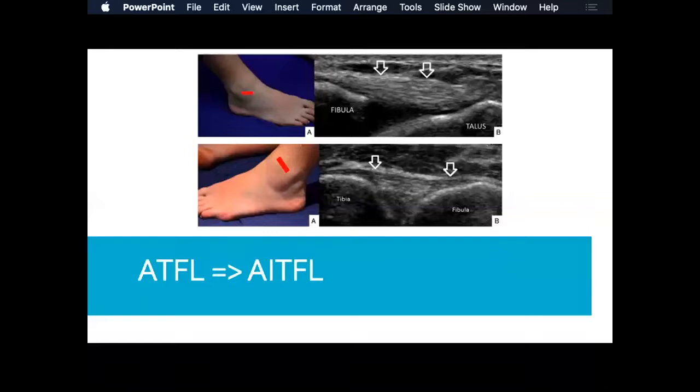So this kind of shows you where to go from each one. So going from ATFL, just a slight move upward gets you to the AITFL, and those are some pretty good images. Fibula and talus, and tibia and fibula to show you those two ligaments. So you can do really one nice thing, just 2 quick images gives you a lot of information about an ankle sprain.